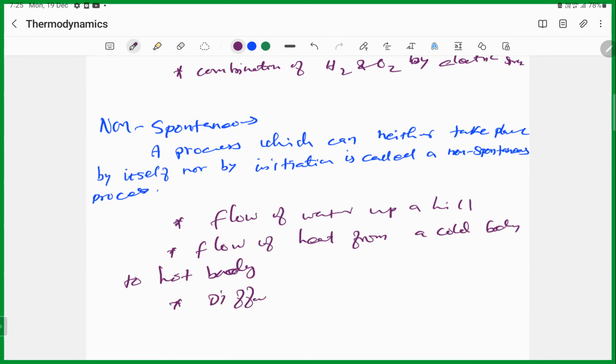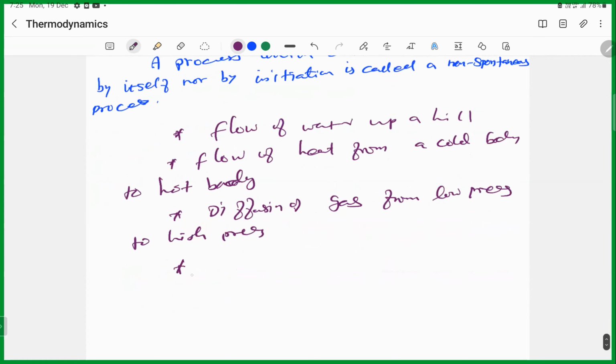And then diffusion of gas from low pressure to high pressure, and then dissolution of sand in water. These are processes which cannot take place by themselves; these are called non-spontaneous processes.